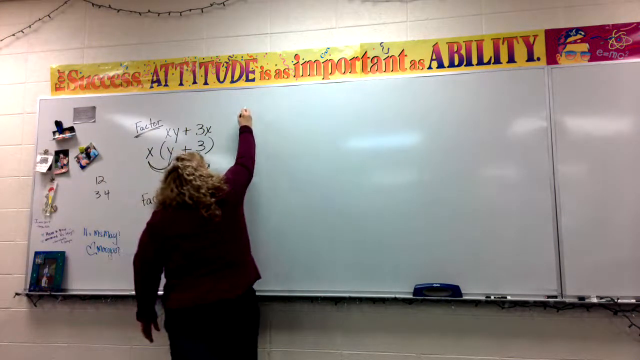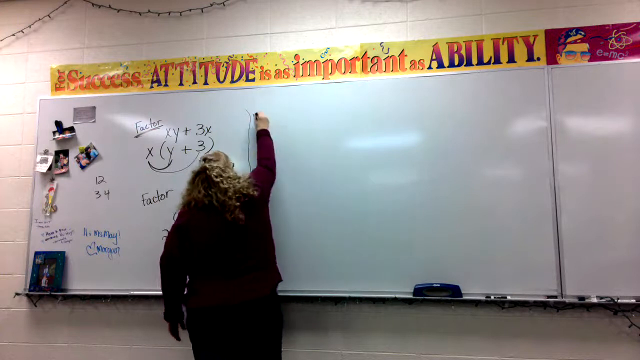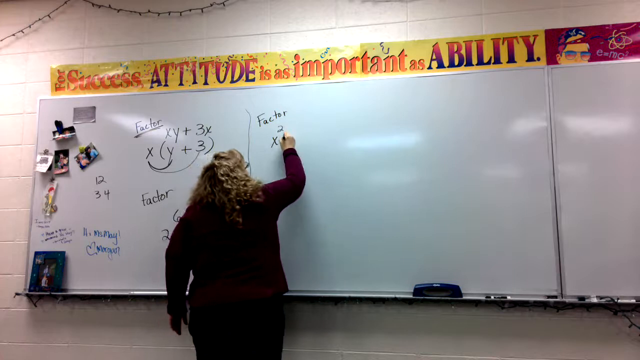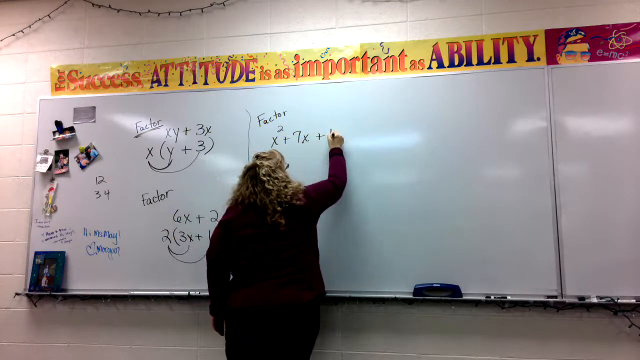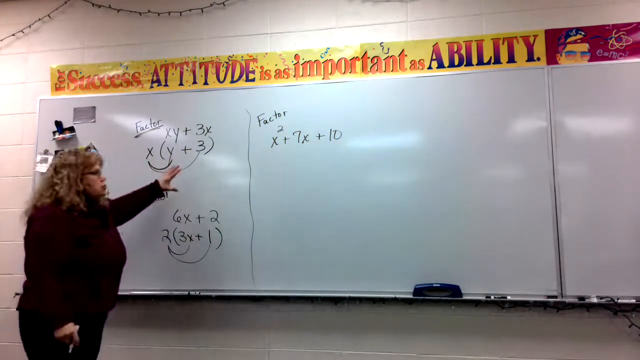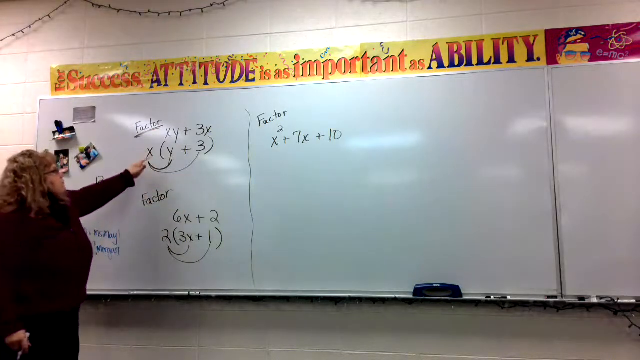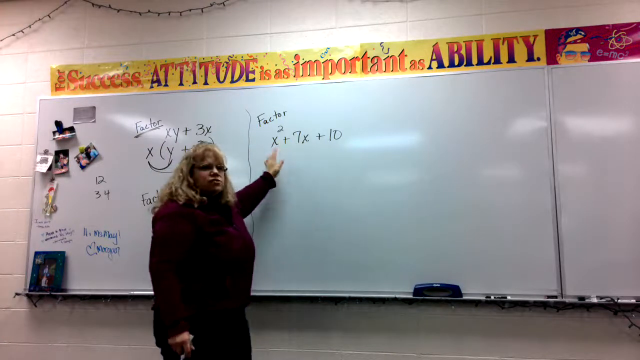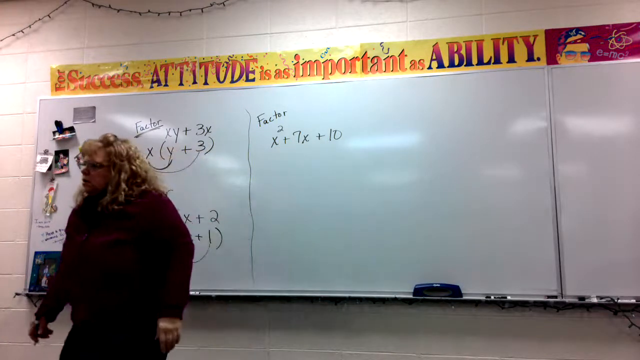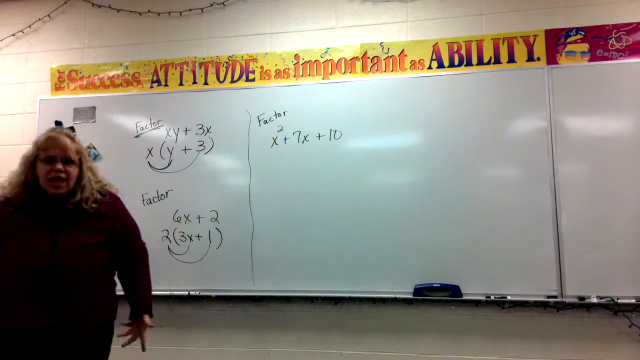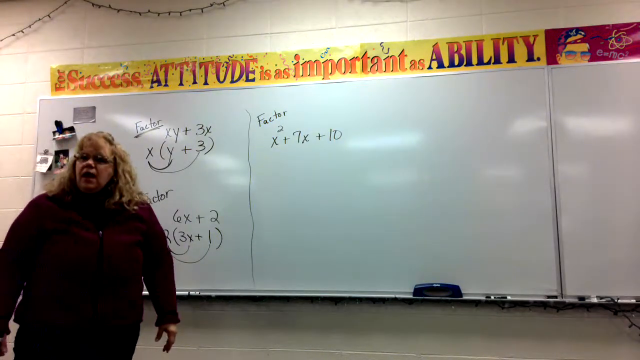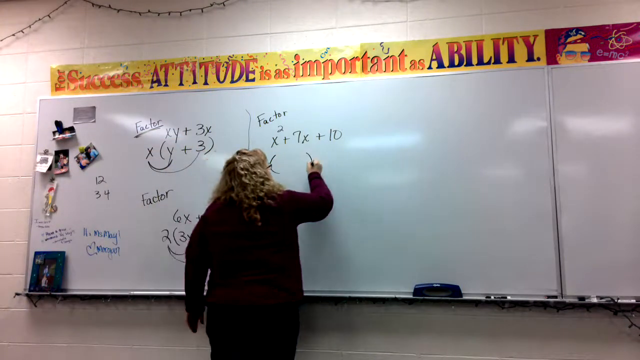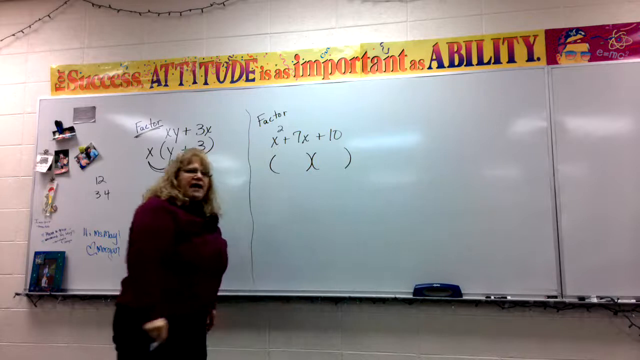And then we also did this kind of factoring: X squared plus 7x plus 10. If we try to look for something that's in common, there's a little problem, right? There's nothing in common. So that's when we did the binomial kind of factoring.